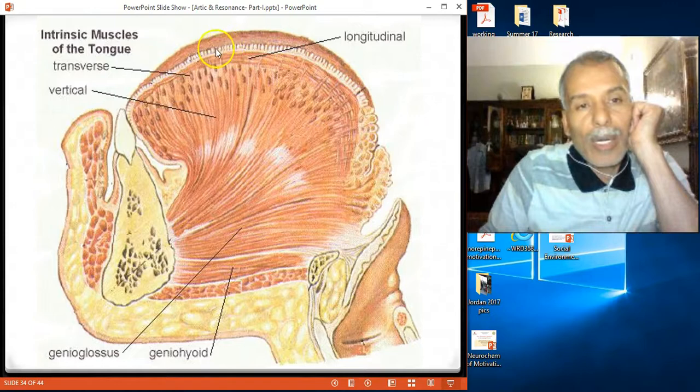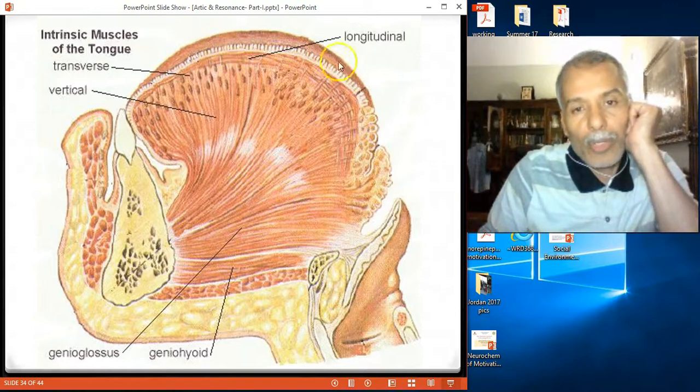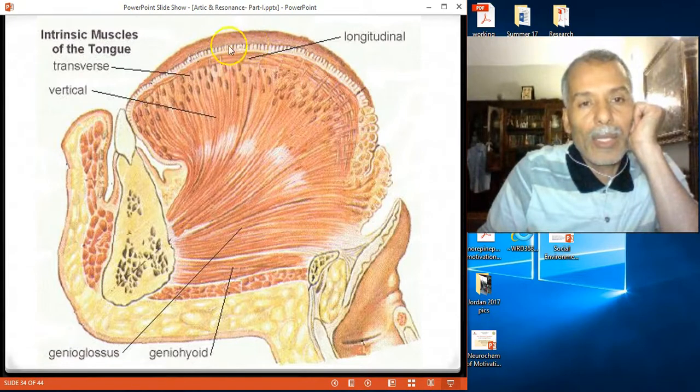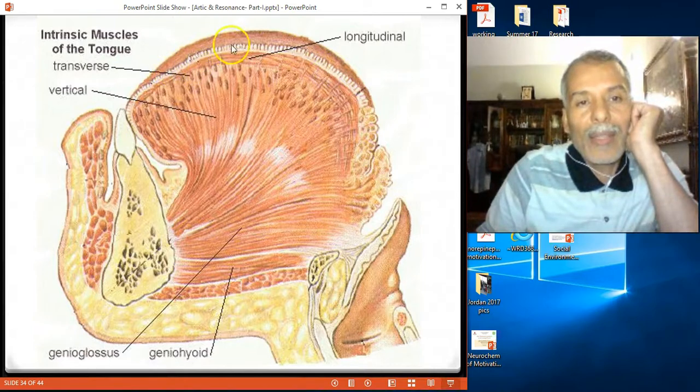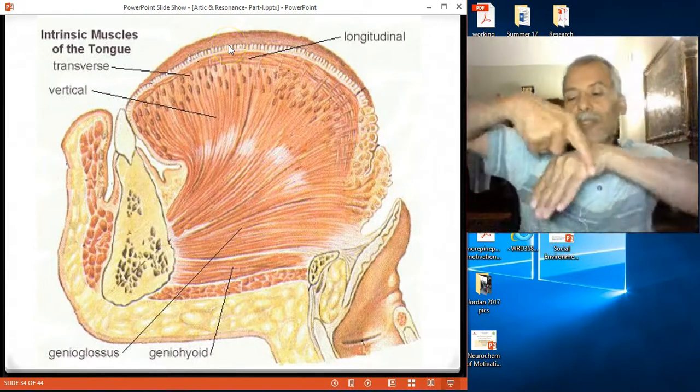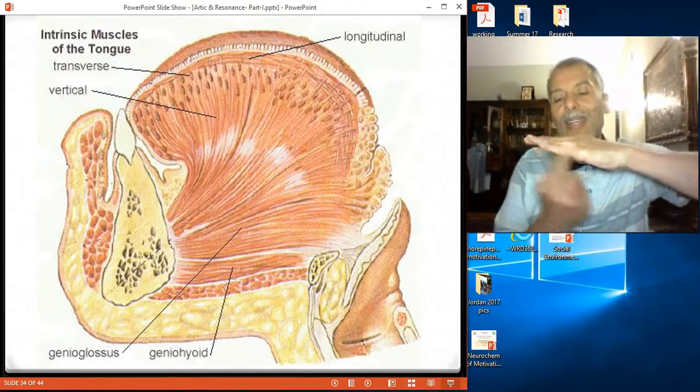So you can see here the superior longitudinal, inferior longitudinal, and then you have this one in the middle, that is the vertical, and then the transverse doesn't show because it runs from side to side, and you're looking here instead of here.